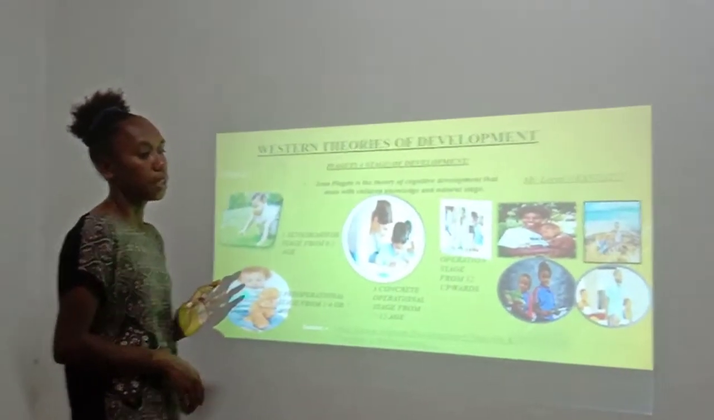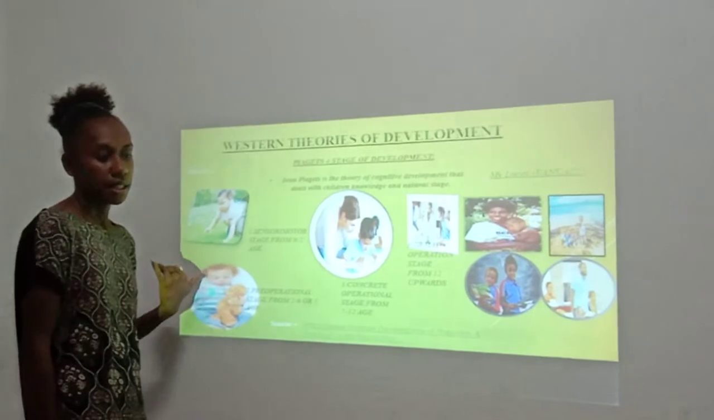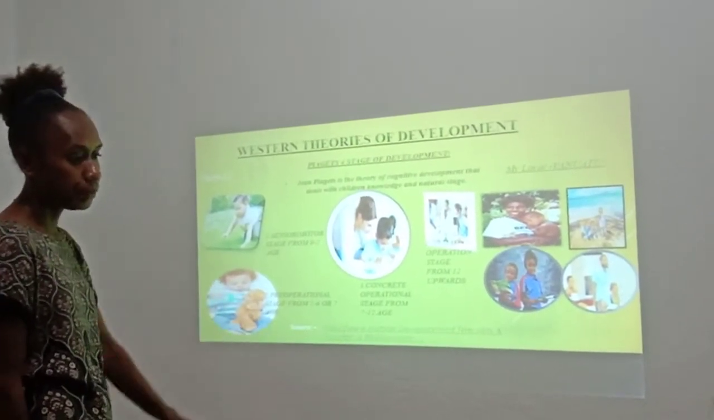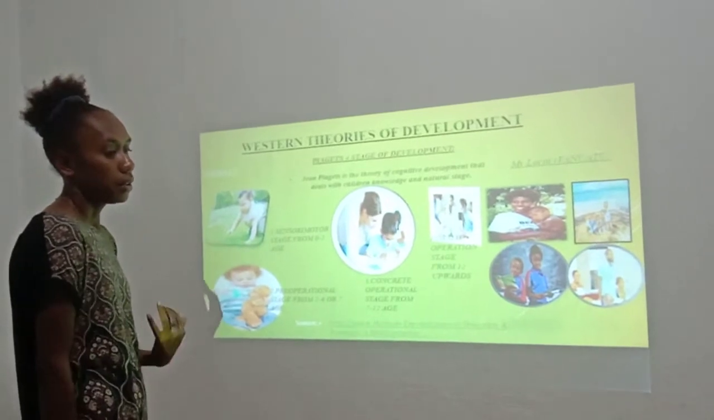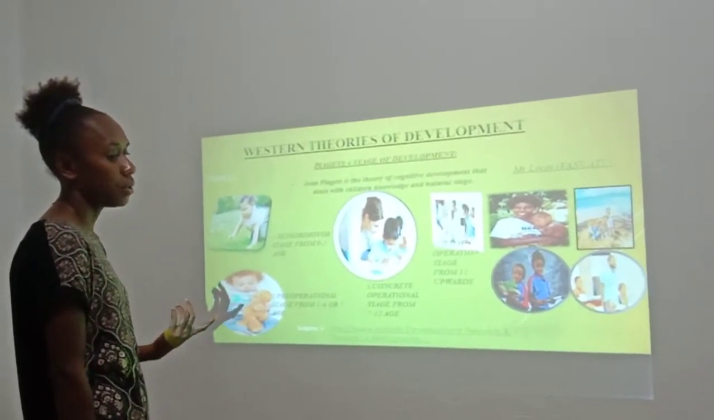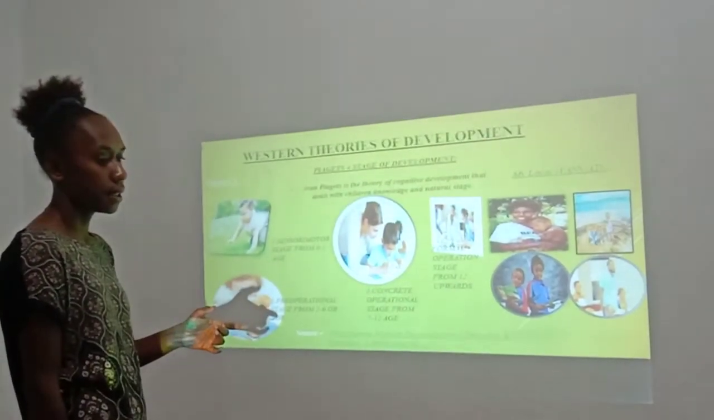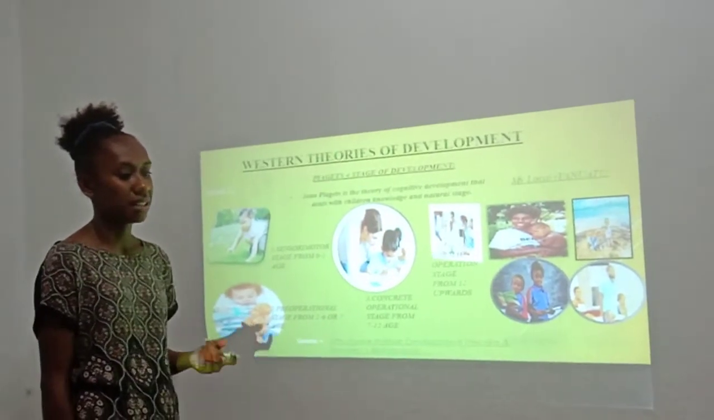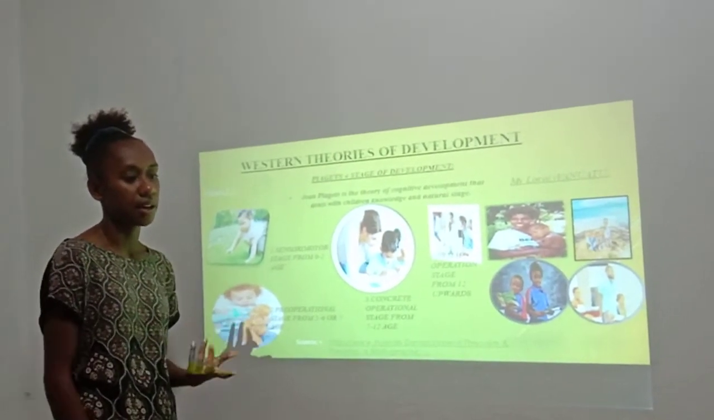Proportional state is the second stage in Piaget's theory, from the age of 2 to 6 or 7 years old, where the child starts to recognize and learn things around them.